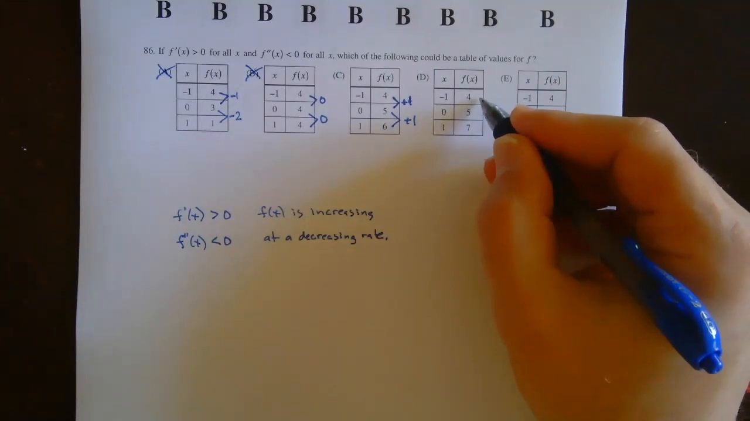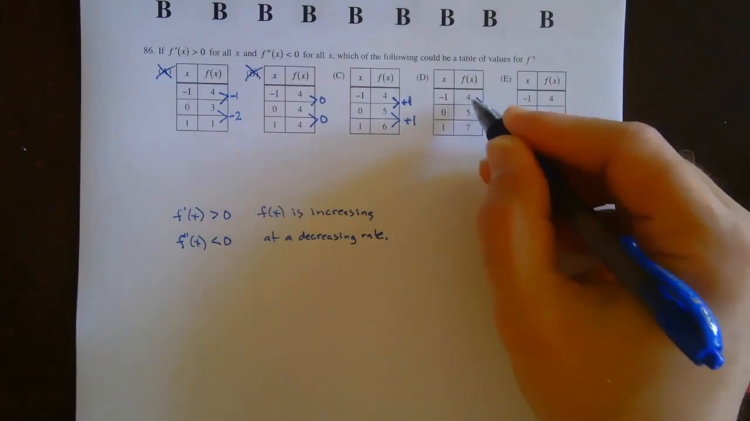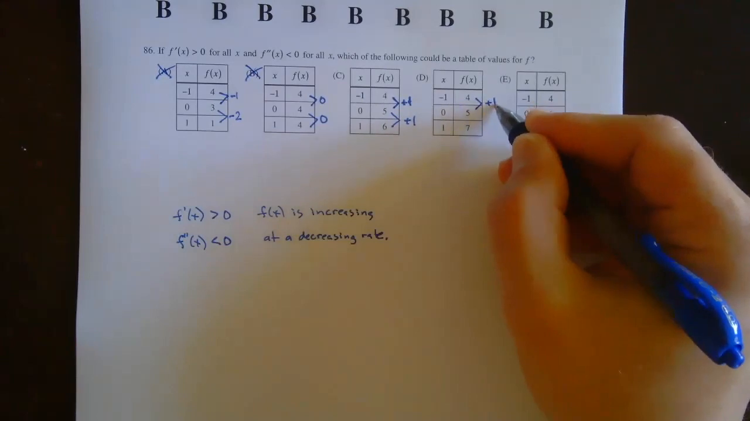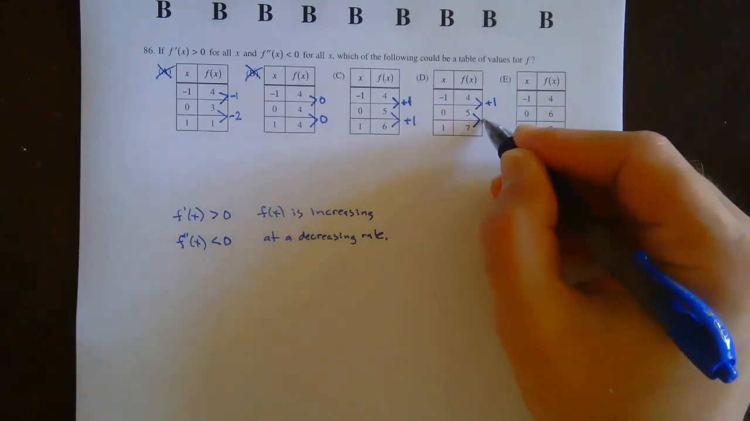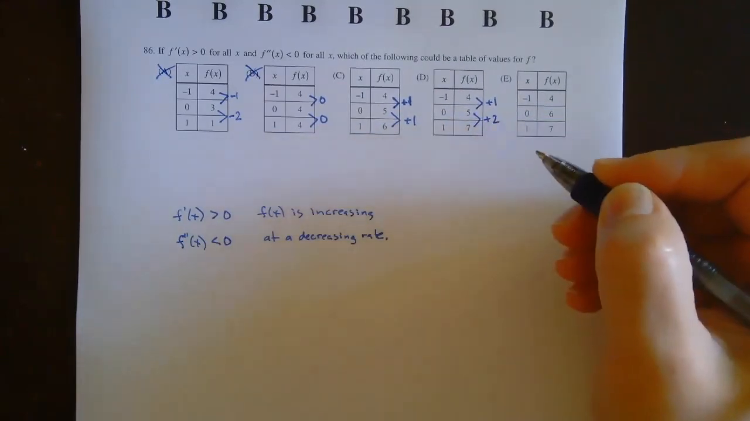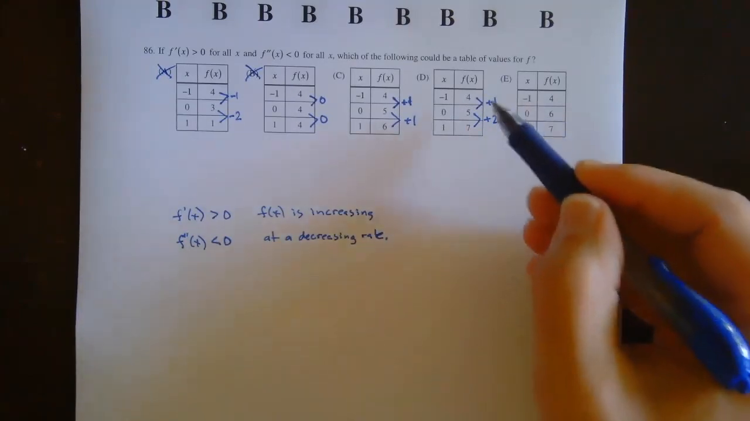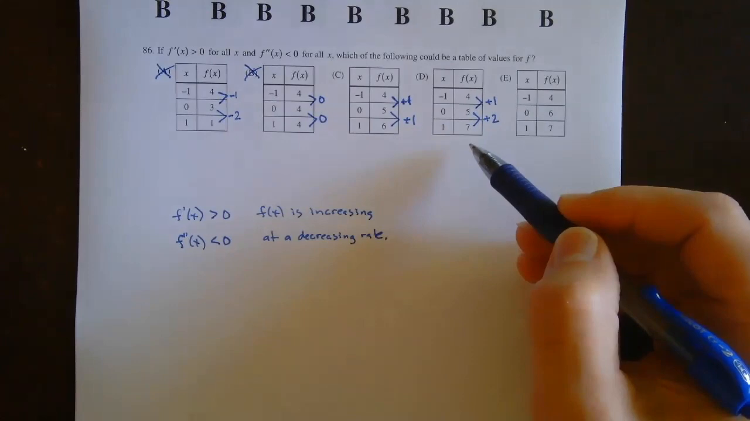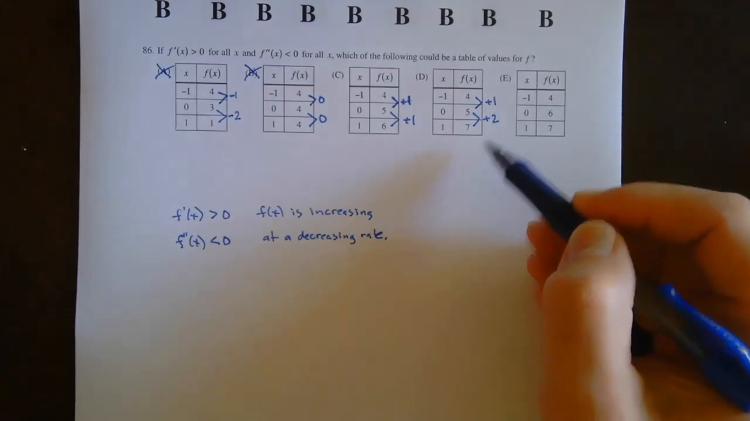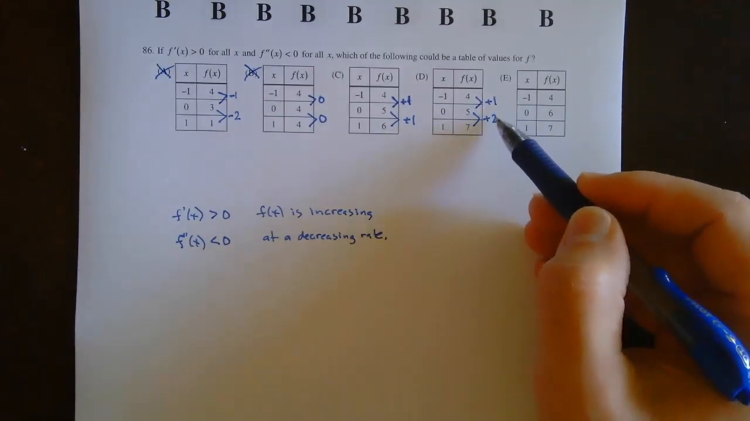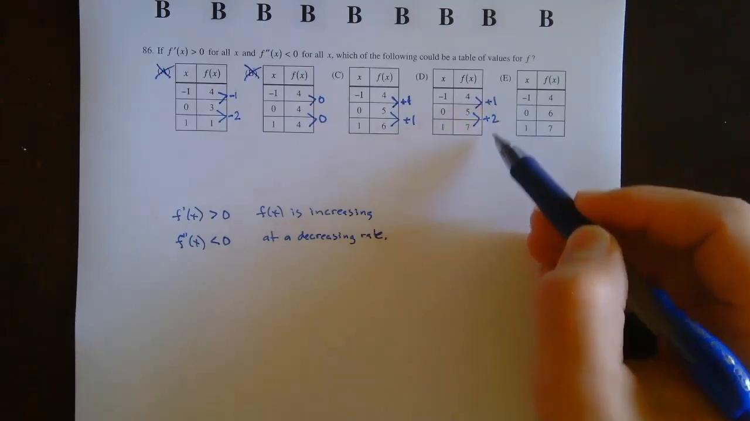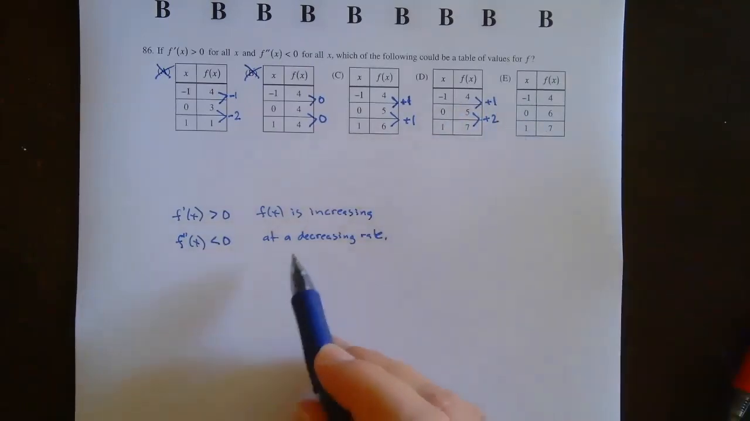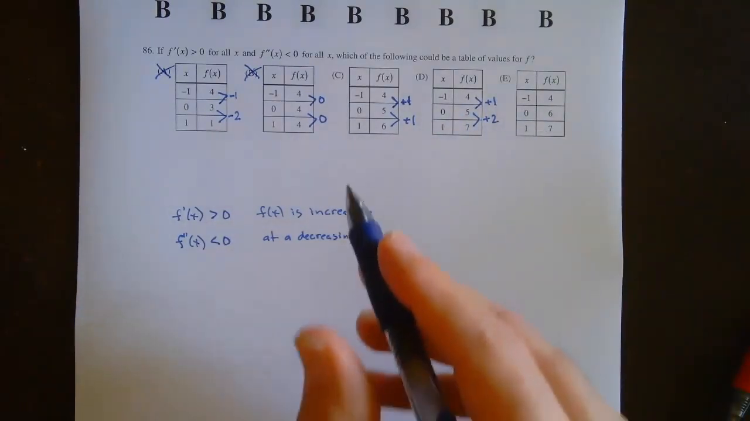Okay, this next one, 4 to 5. 4 to 5, that's an increase of 1. 5 to 7, that's an increase of 2. So f of x is increasing, but it's increasing at an increasing rate because we're going from 1 to 2. So these are increasing and our derivatives are increasing. Our derivatives have to be decreasing.